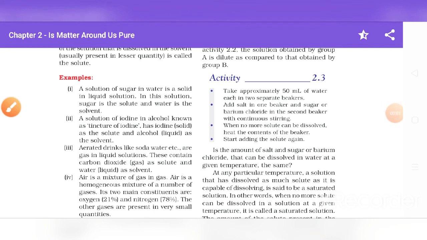Have a look at activity 2.3. Take two beakers, 50 ml of water each, one with sugar and the other with salt, with continual stirring. When no more solute can be dissolved, heat the contents of the beaker. Start adding the solute again. Now the question arises, is the amount of salt and sugar that can be dissolved in water at a given temperature the same? My dear student, the answer is given below.